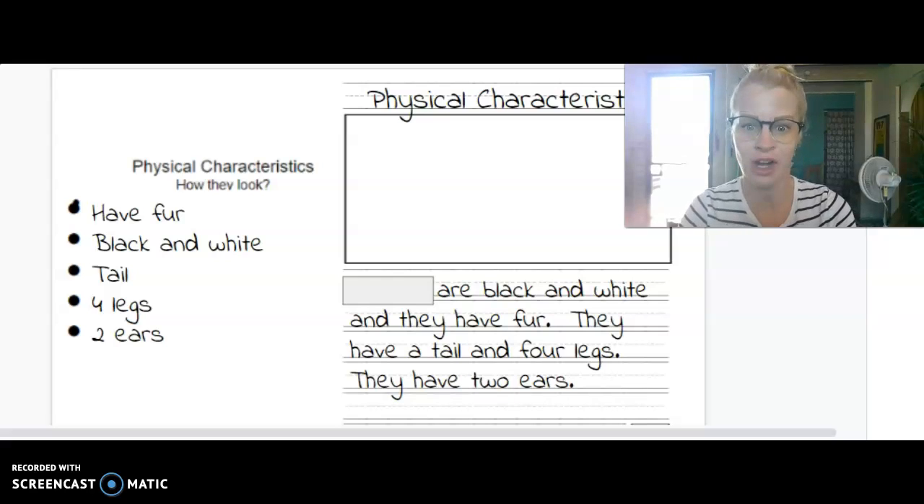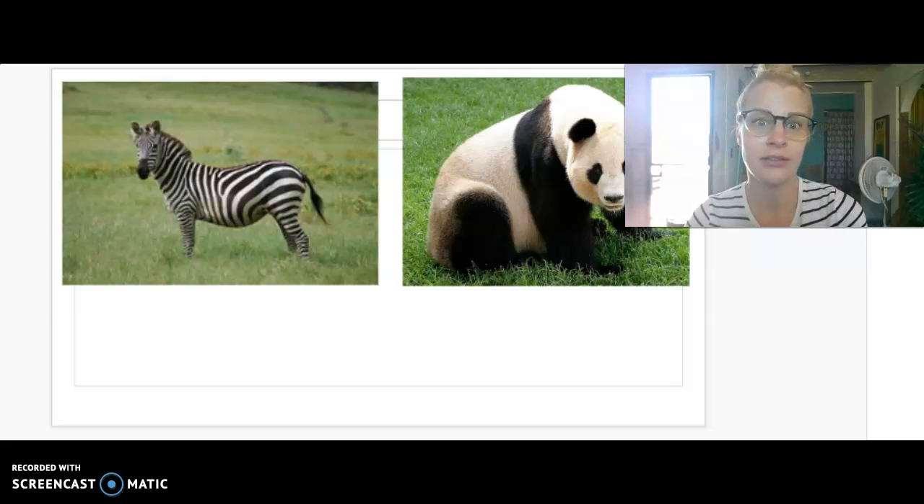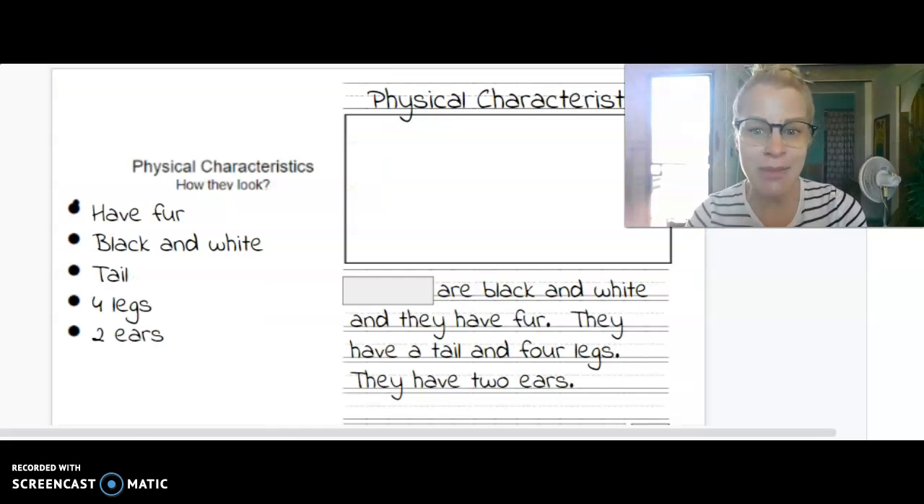Black and white. They have fur, a tail, 4 legs, and 2 ears. I wrote a whole paragraph, but if I don't use adjectives, descriptive words, to tell me more about those nouns like fur, tail, legs, ears, then you're not really going to get a specific idea of what my animal looks like. Right now, it could be a zebra, a panda, even a skunk. So I need to make my writing more exciting and more descriptive so that I'm really describing my animal that I researched, not any other one.